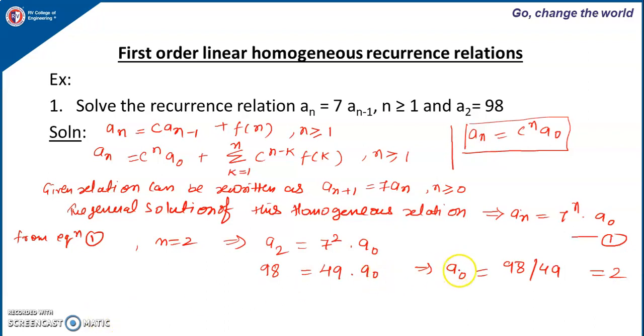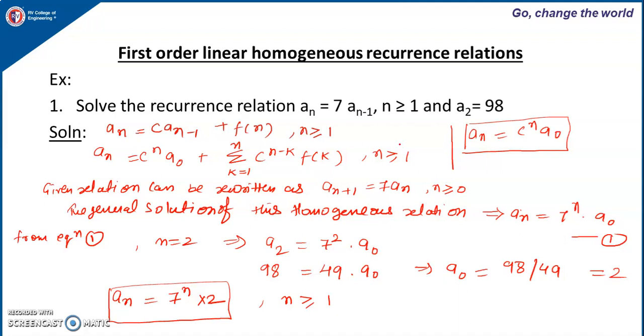Once we get the value of a0, we can substitute it back in equation 1, and the general solution will be 7 power n into 2, for n greater than and equal to 1. So this is the general solution of the given recurrence relation, which is a homogeneous linear recurrence relation. Hope this is clear.